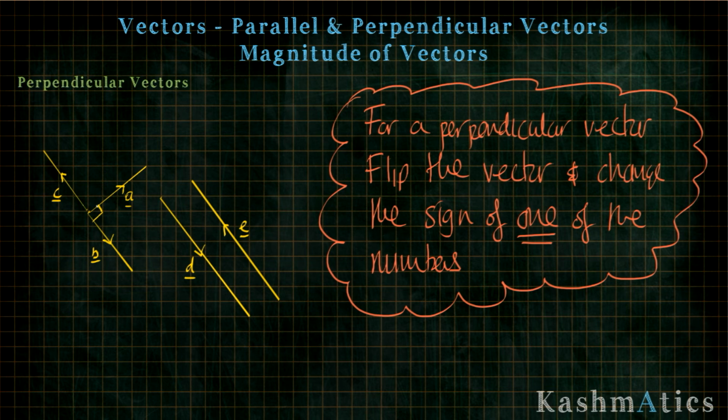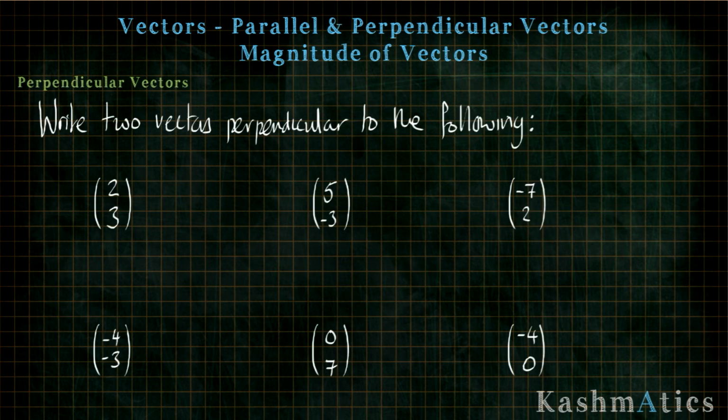Just to summarize, for a perpendicular vector, flip the vector and change the sign of just one of the numbers. I've got some here for you to try. What I want you to do is write down the two basic perpendicular vectors. Flip the numbers and change the sign of just one of those numbers. Pause the video and I'll put up the answers in a little while.